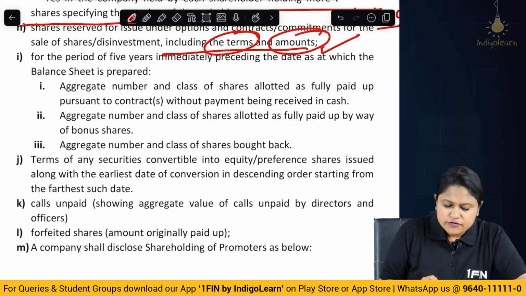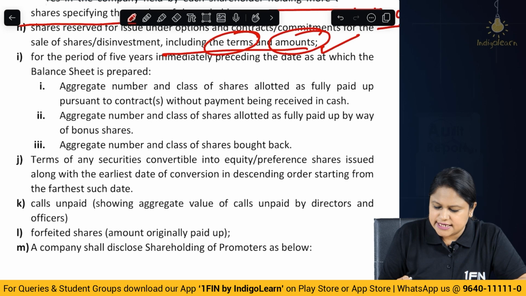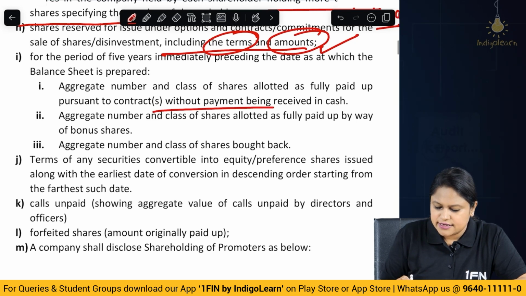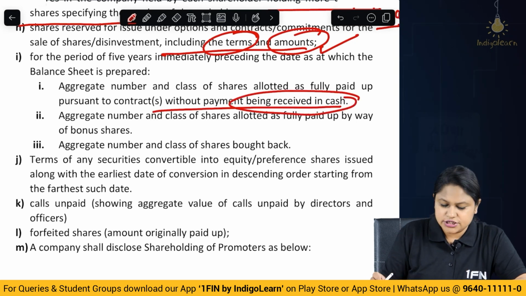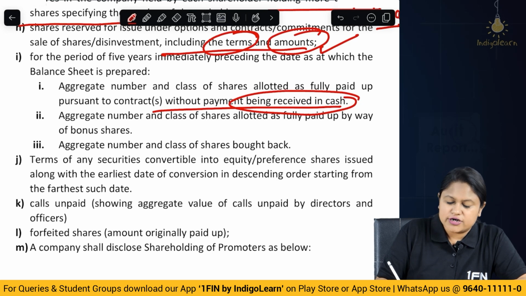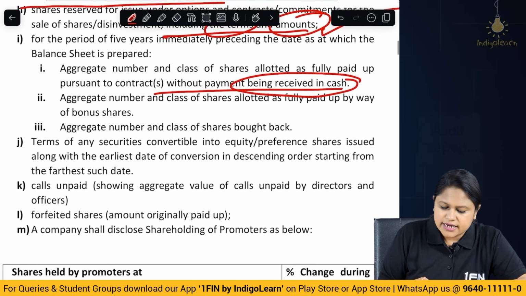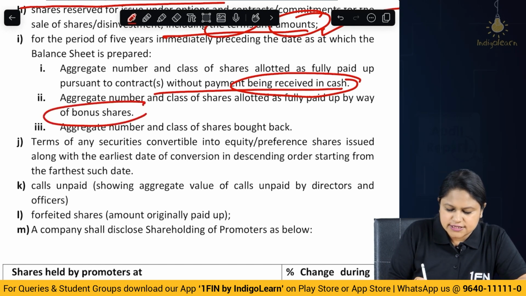Then, for the period of 5 years immediately preceding the date at which the balance sheet is prepared, the aggregate number and class of shares allotted as fully paid up pursuant to a contract without payment being received in cash. In simple language, how many shares have you allotted for consideration other than cash in the last 5 years? Then the aggregate number and class of shares allotted as fully paid up by way of bonus shares.